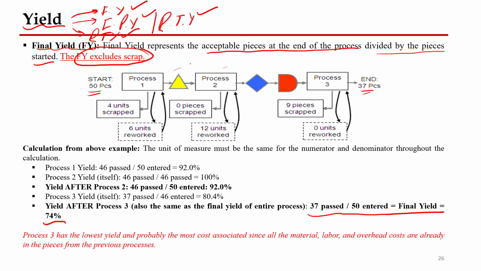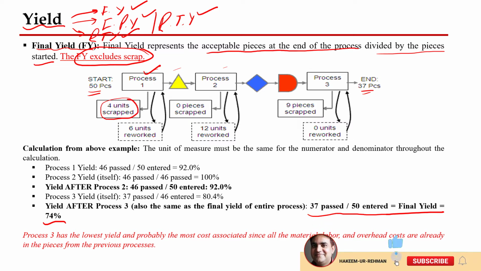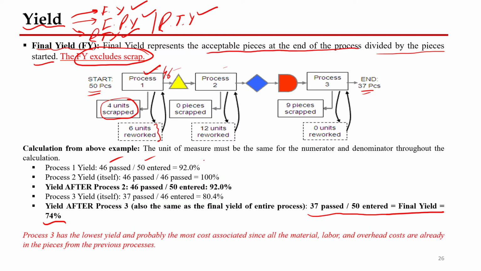So how can we calculate the final yield step by step? As you can see, this is the process flow diagram of our process. We have given the input material of 50 pieces, and we have done process one, and found that the output has four defective units, which means scrapped units. After doing the rework on 6 units, we make them conform to the requirement of the customer. So the output of process one, after incorporating the rework, is 46. So the final yield of process one is going to be 46 divided by 50, which is 92% after multiplying by 100.